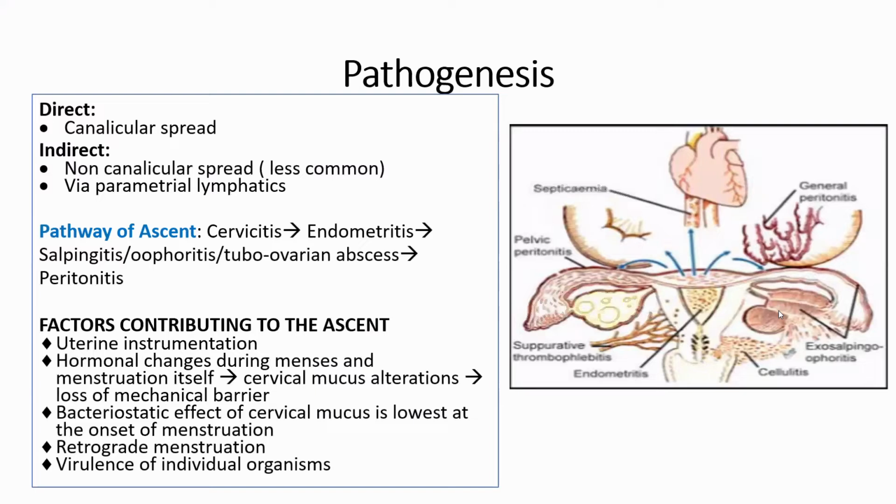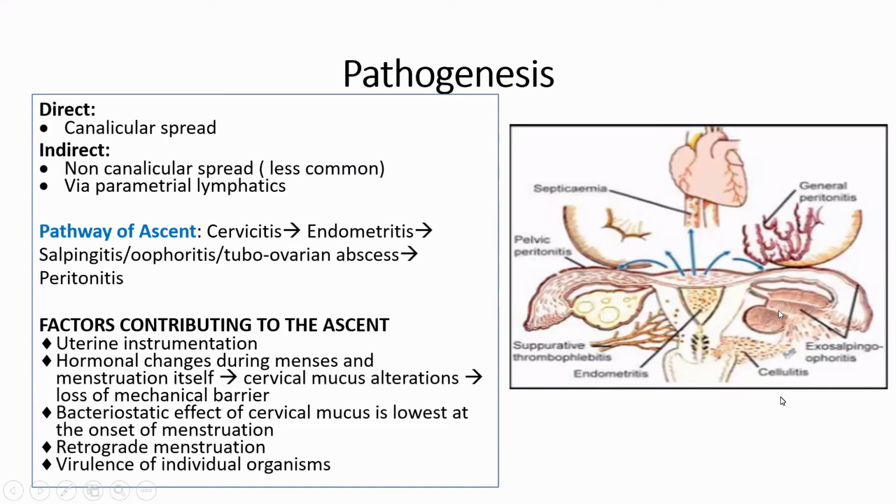That means from the vulva and vagina, the organism enters the cervix, then goes to the endometrium and tubes, and finally to the pelvic peritoneum. This is the canalicular spread. You can see here directly the canalicular spread. This is the most common route of pathogenesis. The others are non-canalicular spread, like hematogenous or parametrial lymphatics, or lymphatic spread. That is less common.